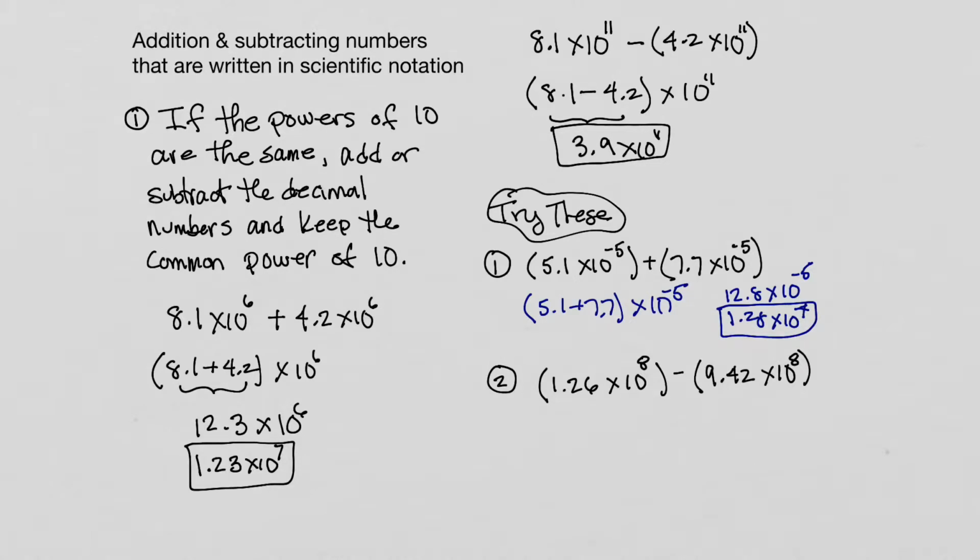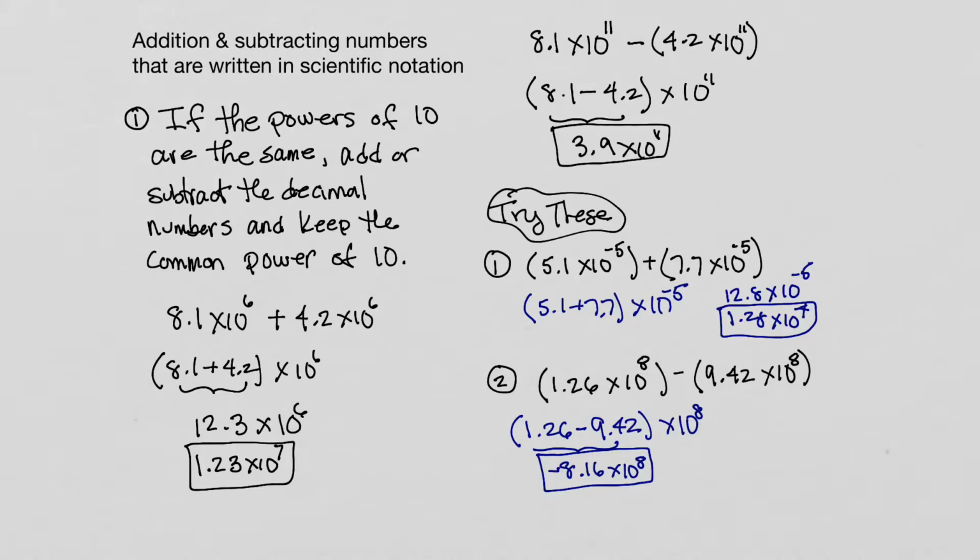And now in problem number 2, we have the same powers of 10. So let's take this 1.26 and subtract 9.42. It's going to look like this: we're taking 1.26, we're going to subtract 9.42, and we'll multiply that by the common power of 10. When we make this subtraction, we get negative 8.16 times 10 to the 8, and this is in scientific notation, so no adjustment is necessary.